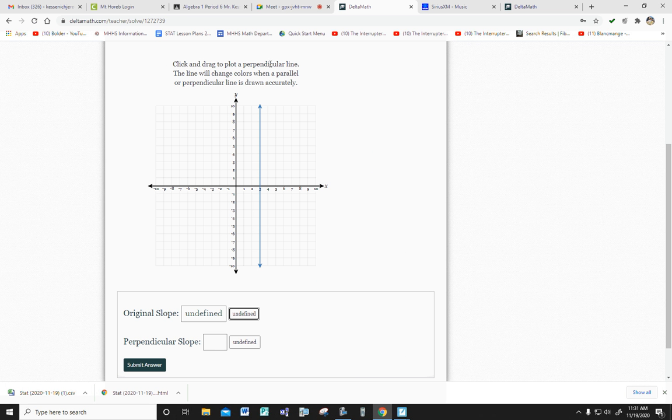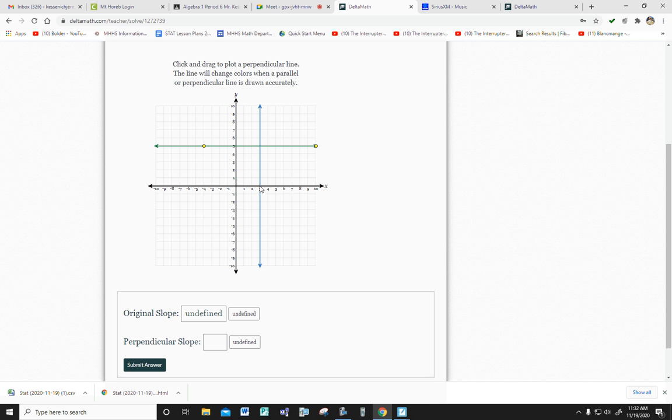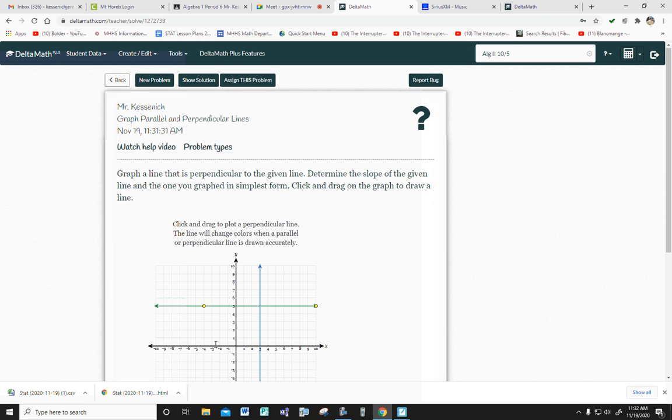Draw a perpendicular line to it. Doesn't matter where. There we go. The slope of that line, I'm running, but I'm not rising. There's no rise. The rise is worth 0. But I'm running some number, 2. That's worth 0. So vertical lines have an undefined slope. Perpendicular to that is going to be horizontal, which you know then the slope is 0.